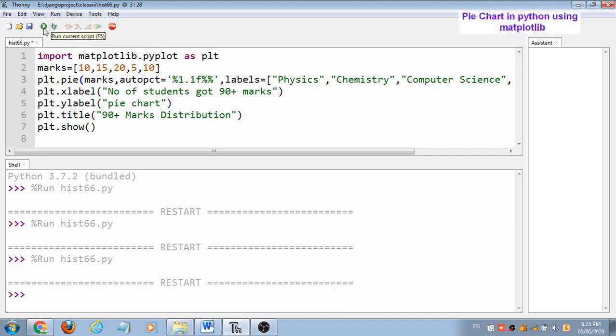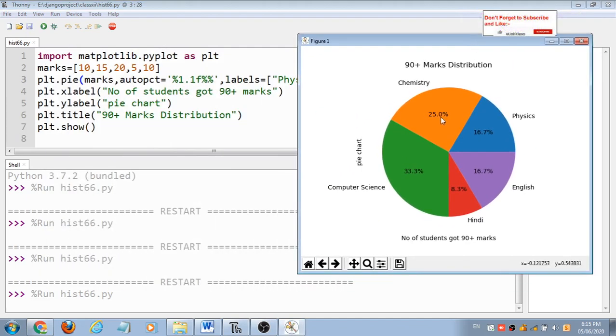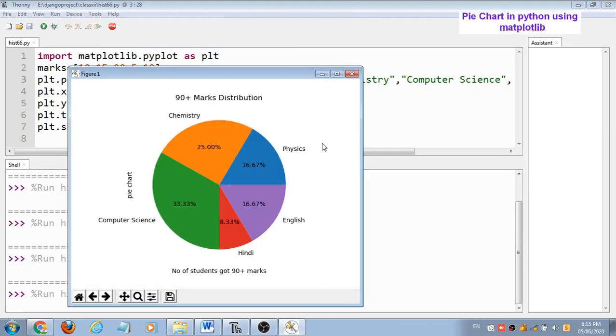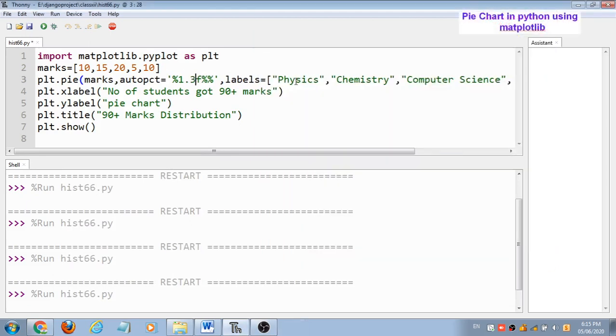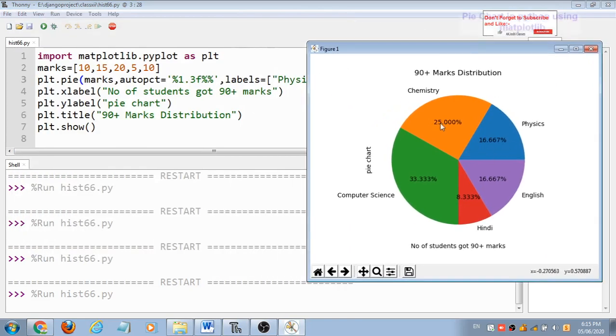Okay, so let's execute this. Means 25.0, 16.7, after the point we are getting only one digit, because we wrote here .1. Suppose we write here 1.2, then what will happen? It gives me 2 digits after the point. Suppose I write here 1.3, then it gives me 3 digits after the point after each value. So like this we can control the precision value that should be displayed in a particular slice.